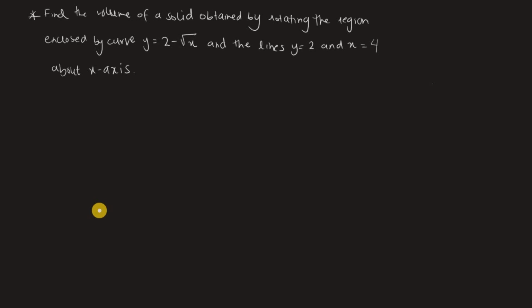So in this video I'm gonna go over a Cal 2 topic, which is to find the volume of a solid using the washer method. Alright, so we have a problem over here which says find the volume of a solid obtained by rotating the region enclosed by the curve y equals 2 minus square root of x and the lines y equals 2 and x equals 4 about the x-axis.